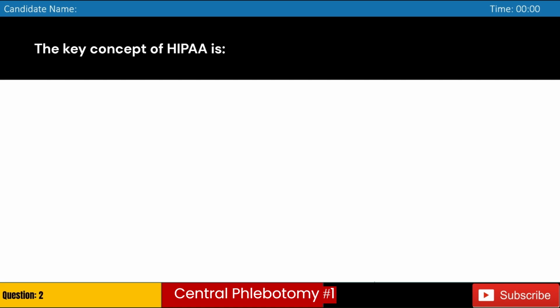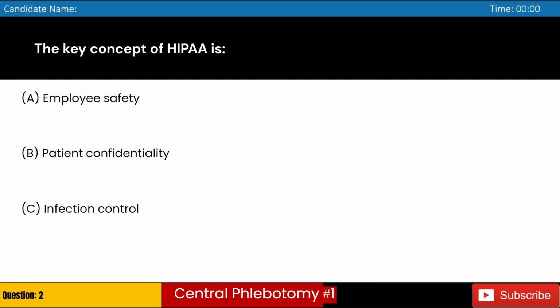The key concept of HIPAA is: A. Employee safety. B. Patient confidentiality. C. Infection control. D. Quality assurance. Answer: B. HIPAA, Health Insurance Portability and Accountability Act, ensures patient confidentiality and privacy.